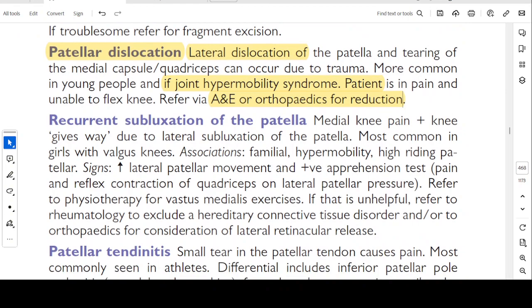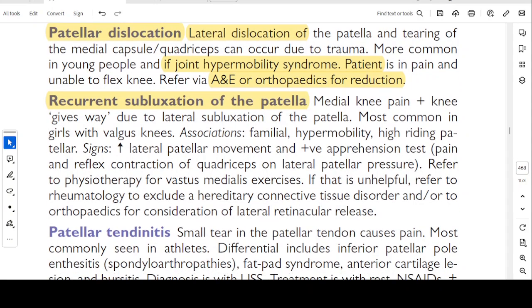Recurrent subluxation of the patella. It causes medial knee pain. The knee gives way due to lateral subluxation of the patella. It is most common in girls with valgus knees. Associated with familial hypermobility syndromes and high-riding patella. These are the associations with recurrent subluxation of the patella.